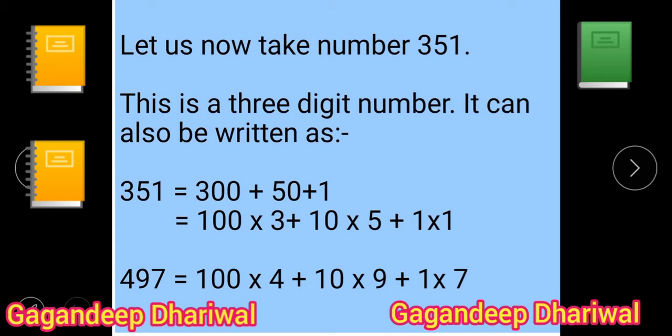Now, I am going to take an example of a 3-digit number, that is 351. You can write it as 300 plus 50 plus 1, that will be 100 into 3 plus 10 into 5 plus 1 into 1. Similarly, 497 can be written as 100 into 4 plus 10 into 9 plus 1 into 7.